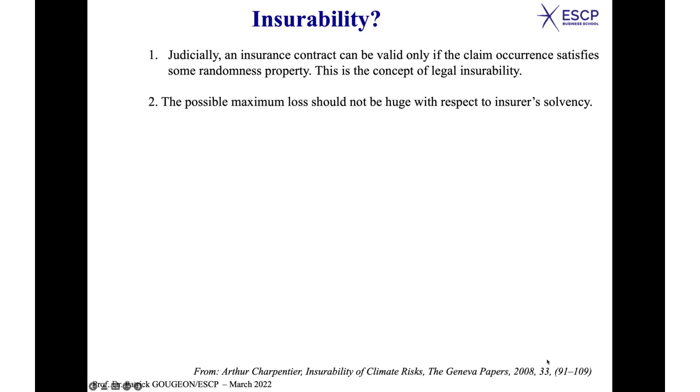The possible maximum loss should not be huge with respect to insurance solvency. Indeed, the insurer cannot accept to take a risk that might lead to total costs that would be above its capacity to pay. We'll see that this can be arranged with reinsurance. But even with reinsurance, there are limits, as we'll see.